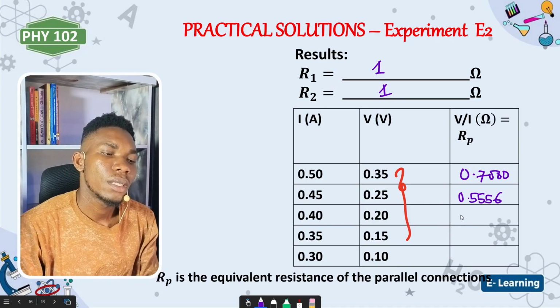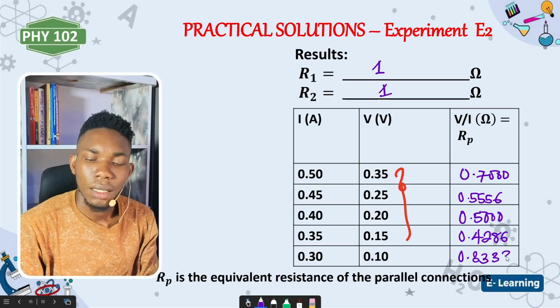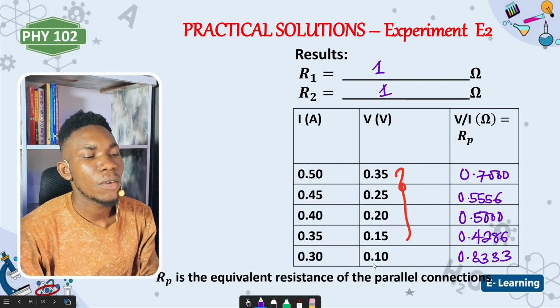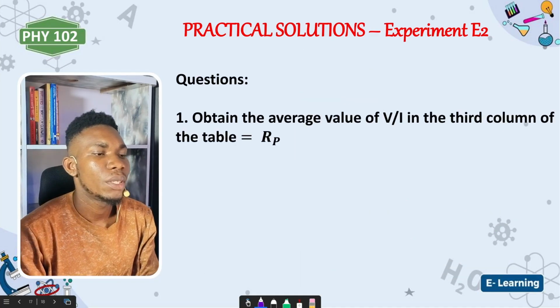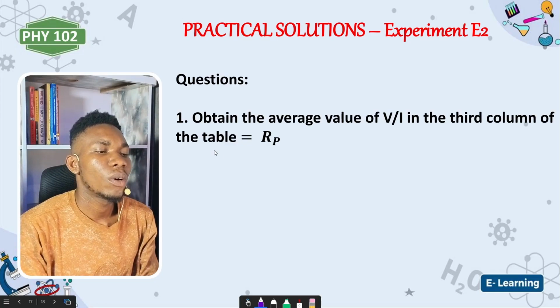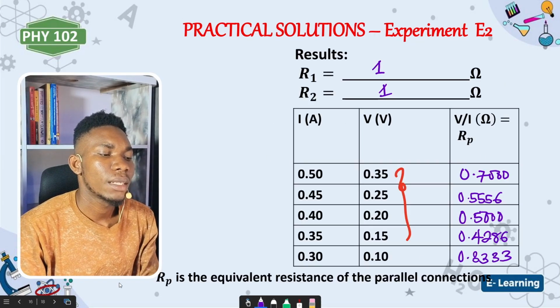Then the other one is 0.5000. Then the other one is 0.4286. And then the last one is 0.3333. Is that understood? So RP is the equivalent resistance of the parallel connection. So we need to calculate RP. Obtain the average value of V over I in the third column of the table, RP. So what we are going to do is add all these values together, divide them by 5.